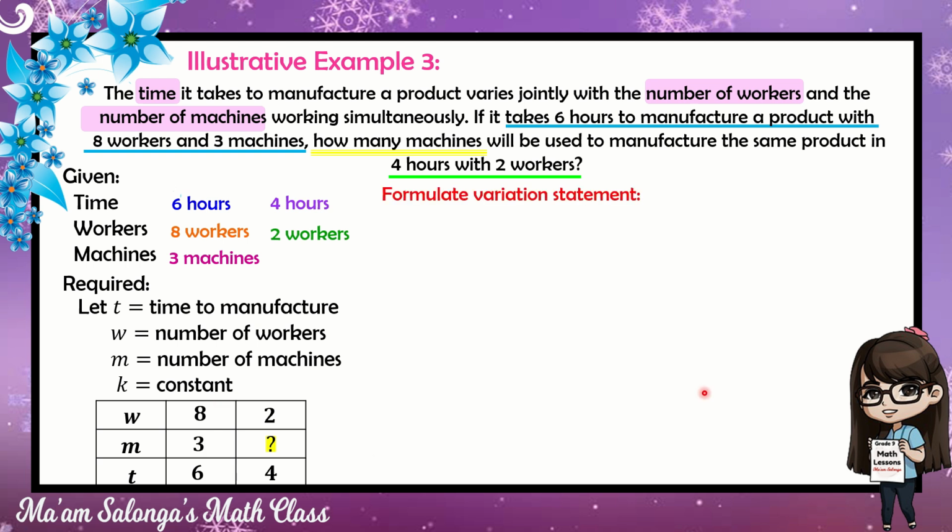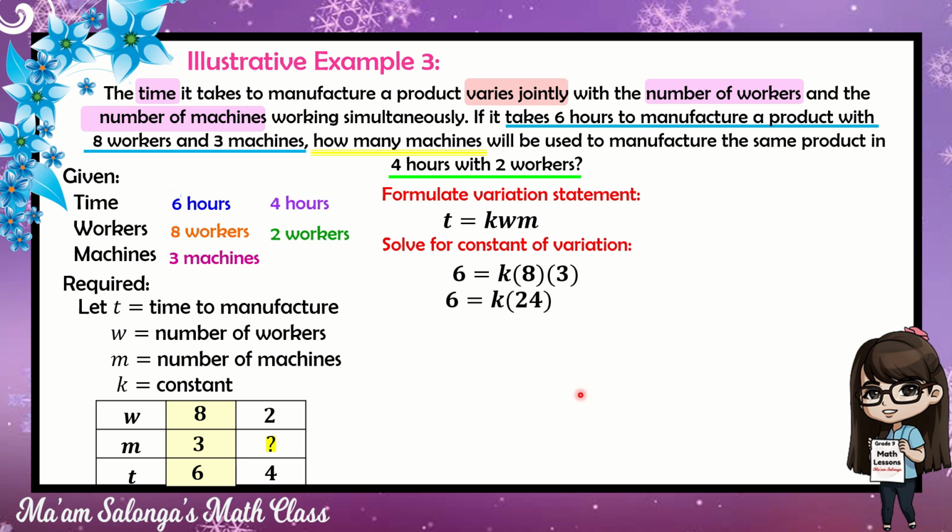So let's now formulate variation statement. So since it varies jointly, again, T equals KWM. Then finding the constant, we will use this one. So by substitution, we have 6 equals to K times 8 times 3, and that is 24. Divide both sides by 24. This one, hindi pa rin natin siya madi-divide. So ang gagawin lang natin ay maglo-lowest term tayo. Since 6 and 24 are divisible by 6, 6 divided by 6 is 1, 24 divided by 6 is 4. So the constant of variation is 1/4.